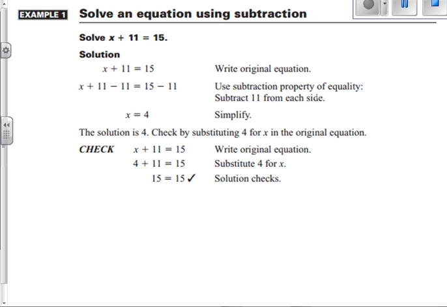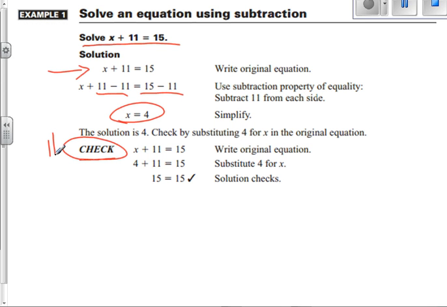Okay, so let's go on. All right, so here's our first one. Solve x plus 11 is equal to 15. So you start out with what's given to you, all right? And then what we're going to do is subtract 11 from both sides, and we get that x is equal to 4. Then you always want to do your check, all right?